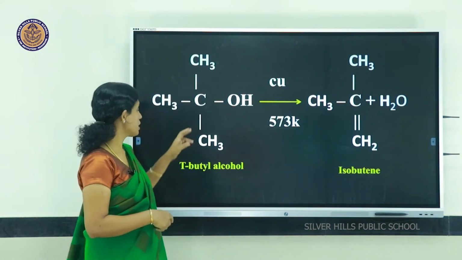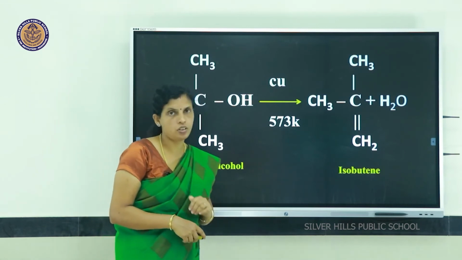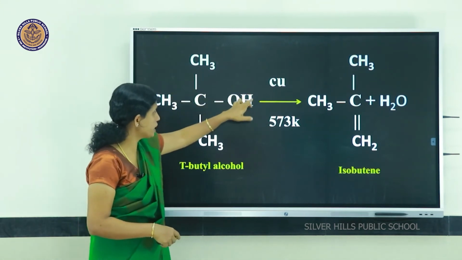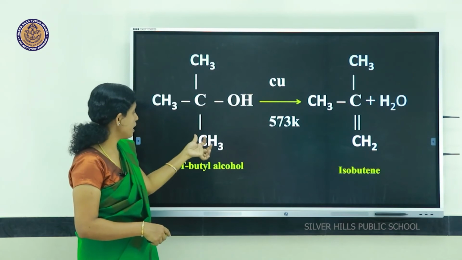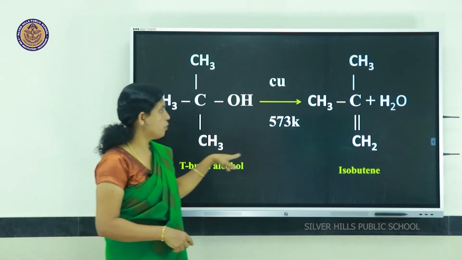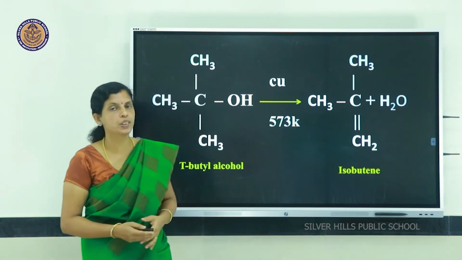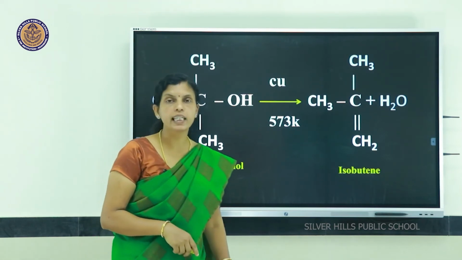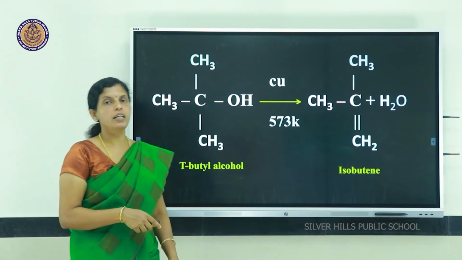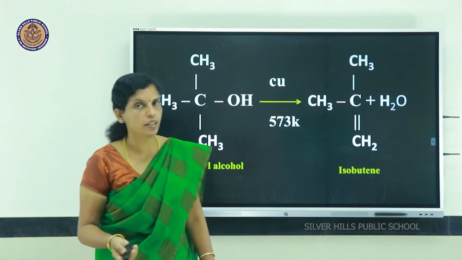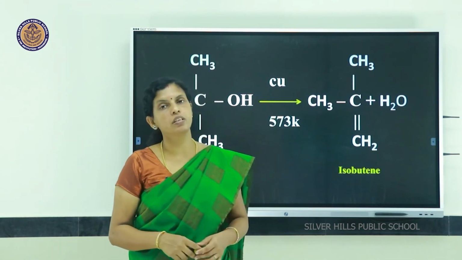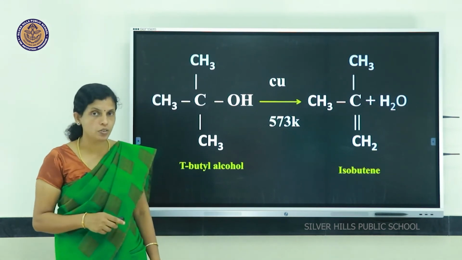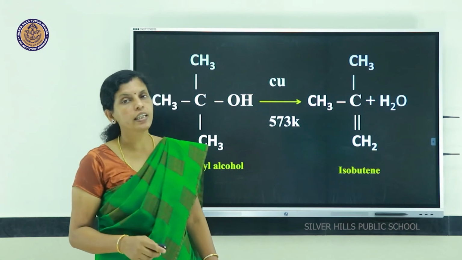For example, let us consider tertiary butyl alcohol. When it is treated with copper at 573 Kelvin, a molecule of water gets eliminated, meaning OH from here and H from one CH3 group. The water molecule gets eliminated and it gets converted to isobutene. What is the IUPAC name of isobutene? It is 2-methyl propene. So, primary alcohol on treating with copper gives aldehyde, secondary alcohol gives ketone, and tertiary alcohol gives an alkene, because instead of dehydrogenation reaction, dehydration occurs.